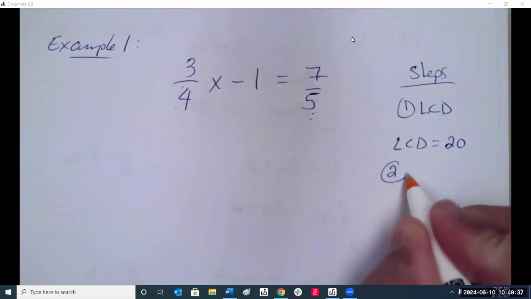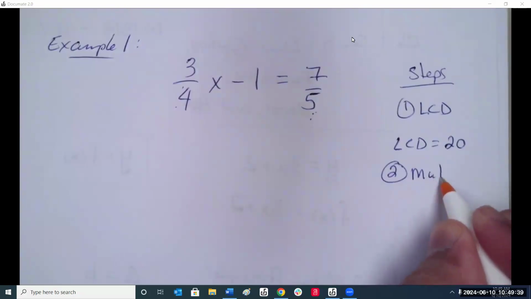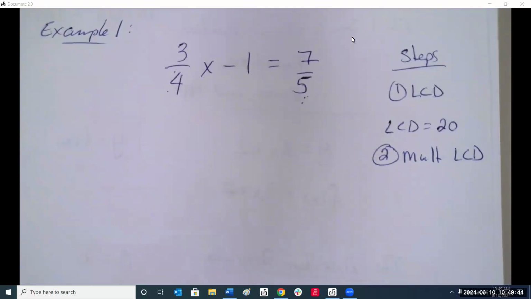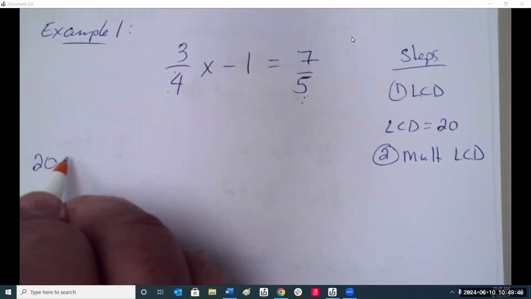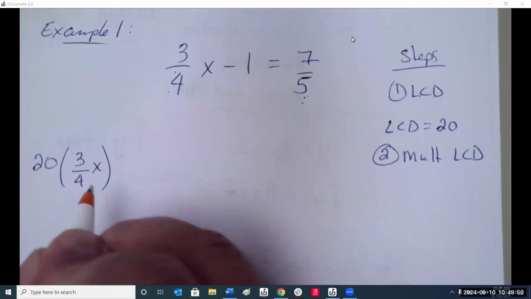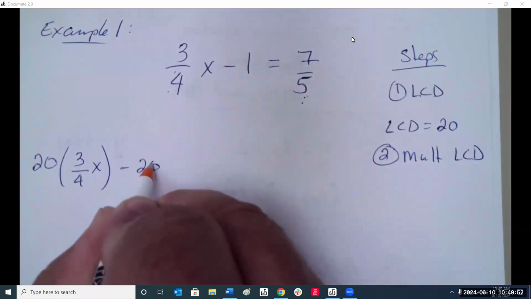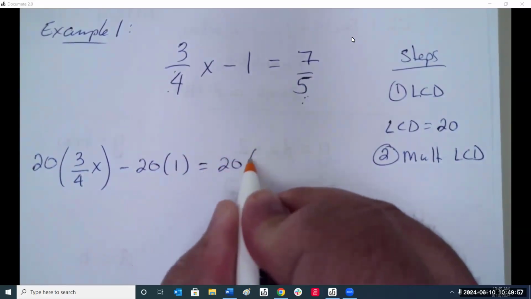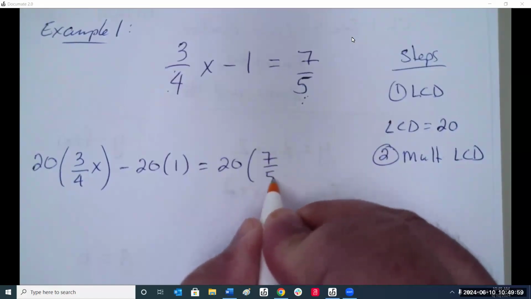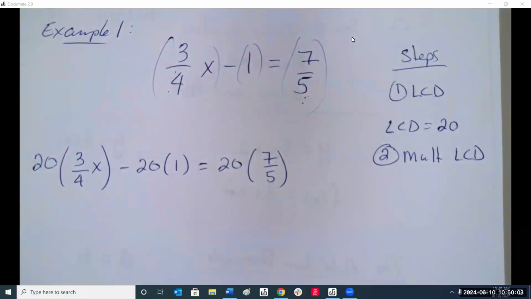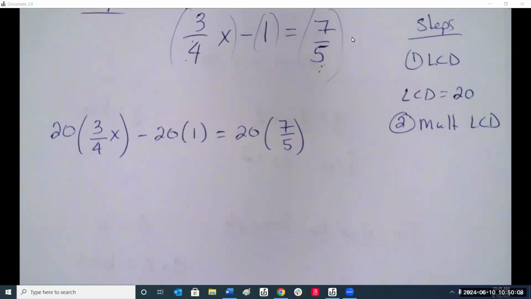So what do we do with the LCD? We multiply the LCD to each term. So we have 20 times 3/4x, 20 times 1, 20 times 7/5. Remember, each of these are terms. A term is anything separated by a plus or minus. So I just multiply each term by 20.